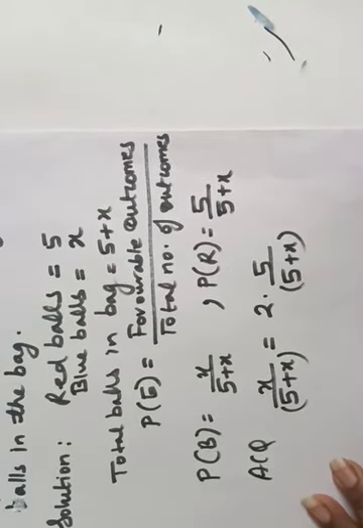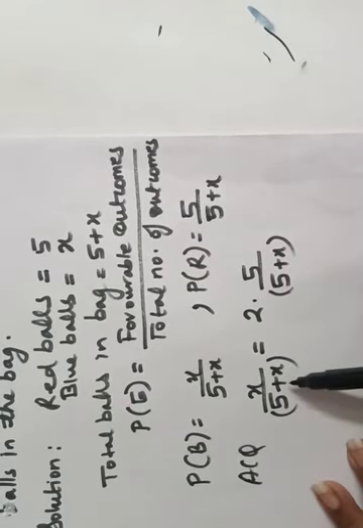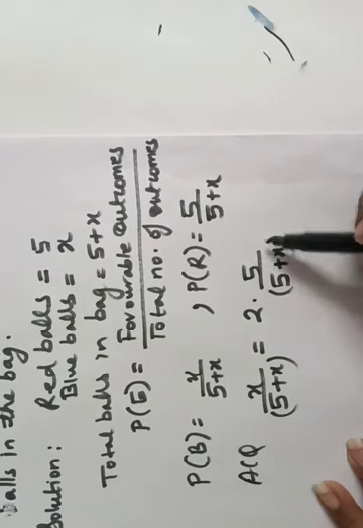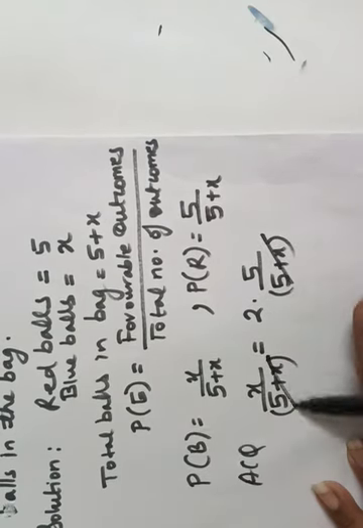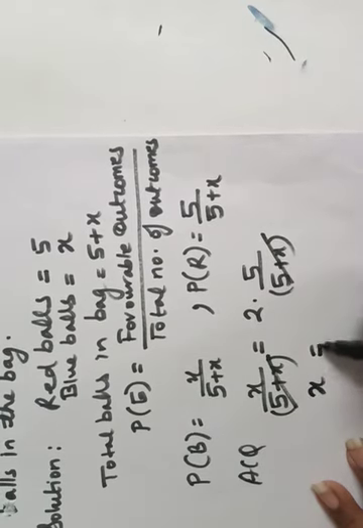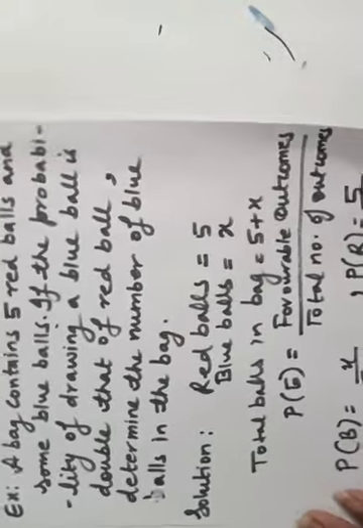Now since it is in the division form, with the same denominator, 5 plus x and 5 plus x will cancel out, and we are left with x is equal to 10. It means we have 10 blue balls. I hope it is clear.